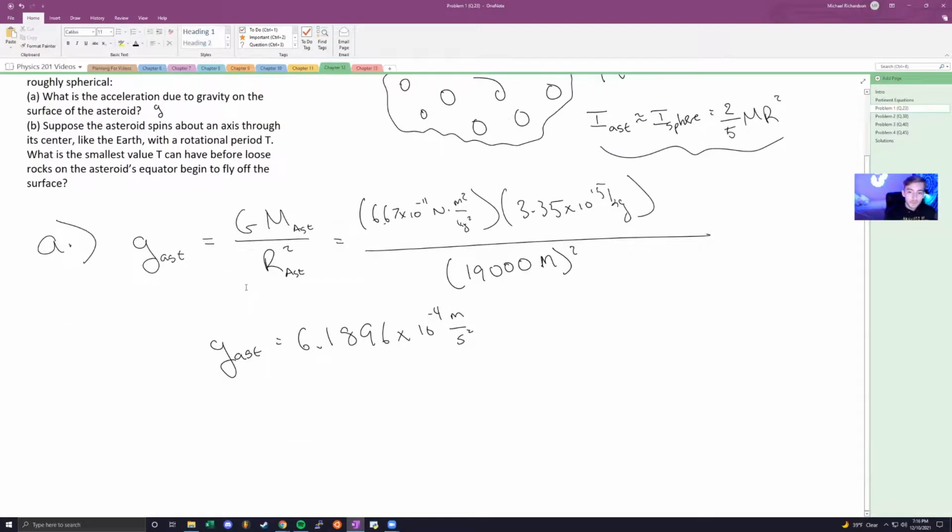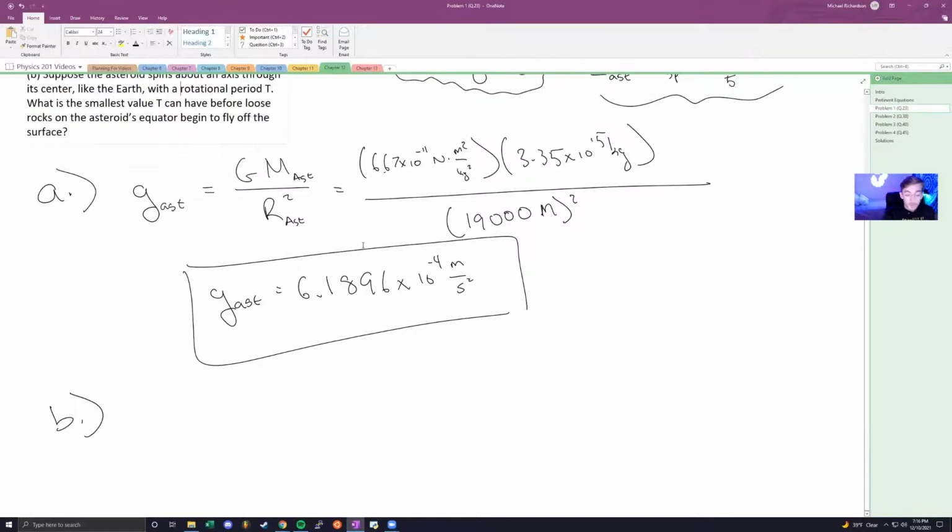And really going on with the rest of this chapter, if anything is small enough, it'll have an attraction. So for part B of this, though, oh, this is actually the answer. So I'll circle this. So for part B, it says, suppose the asteroid spins about an axis through its center like Earth with a rotational period T. What is the smallest value of T you can have before you lose rocks?